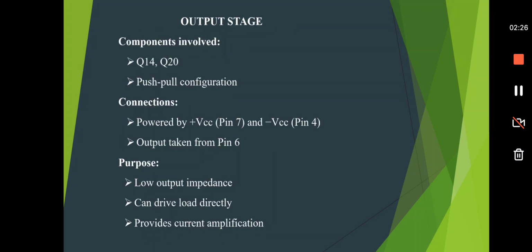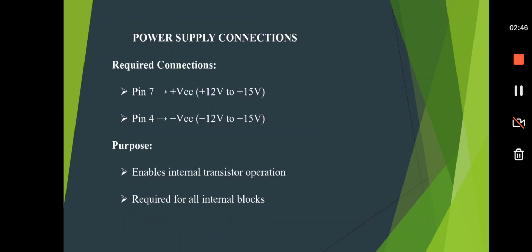The next one is the class AB output stage. The final stage uses a class AB push-pull configuration with transistors Q14 and Q20. This allows the IC to drive external loads directly with a very low output impedance.